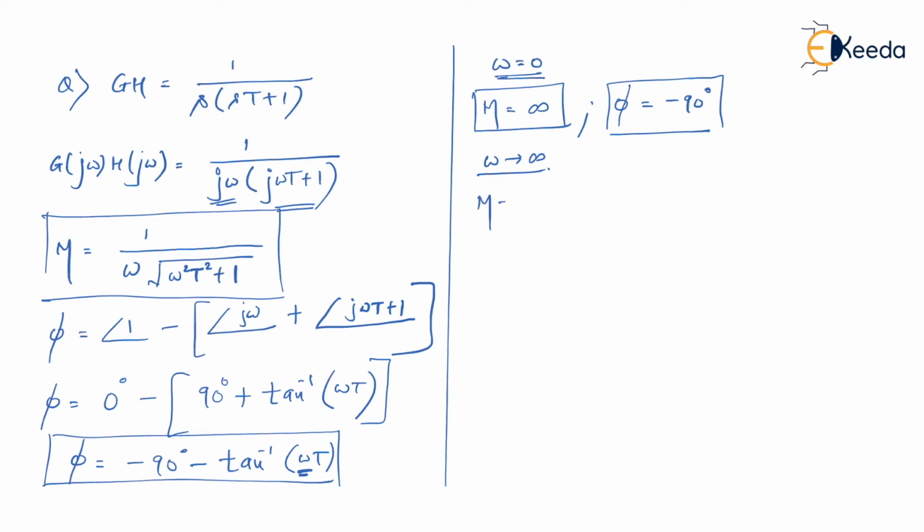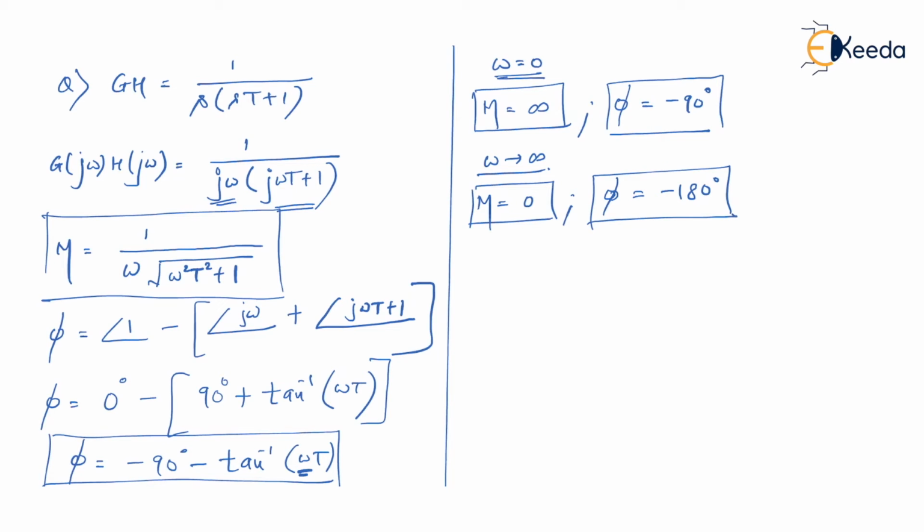Then let us calculate for omega tending to infinity. That is the final value. What m will become? Since omega value is infinity, in the denominator we get infinity. Anything upon infinity will be 0. Magnitude becomes 0. Let us see what phase angle you get. It is minus 90 minus tan inverse of omega t. Since tan inverse of infinity is again 90, minus 90 minus 90 will become minus 180. So minus 180 degree is the final angle.